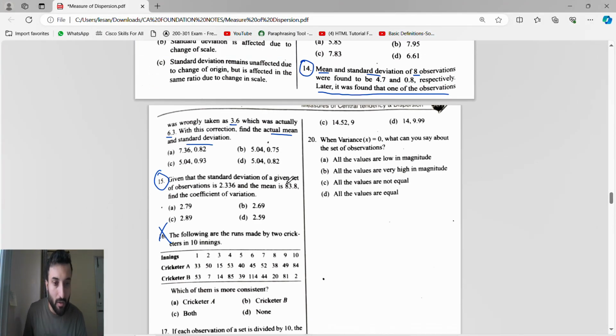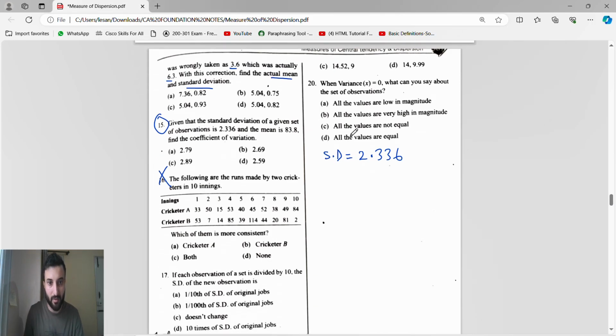So they have given the standard deviation of a given set of observations, and the mean is this much. X bar is 83.8. Find the coefficient of variation.